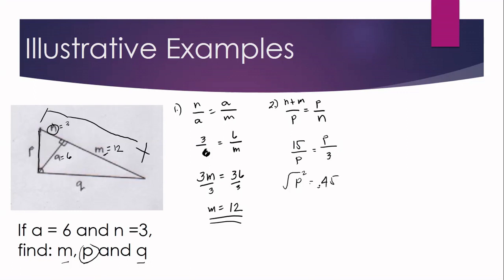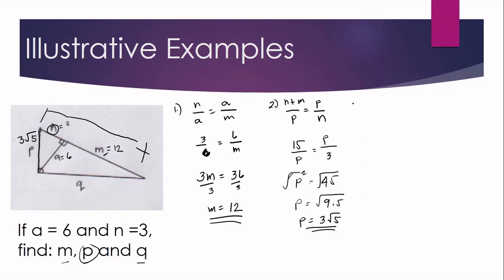We are going to get the square root, of course. Then we have P. It is not a perfect square. The correct factors, on the other hand, are 9 times 5. So we have here P is equal to 3 square root of 5. So again, our P is 3 square root of 5.